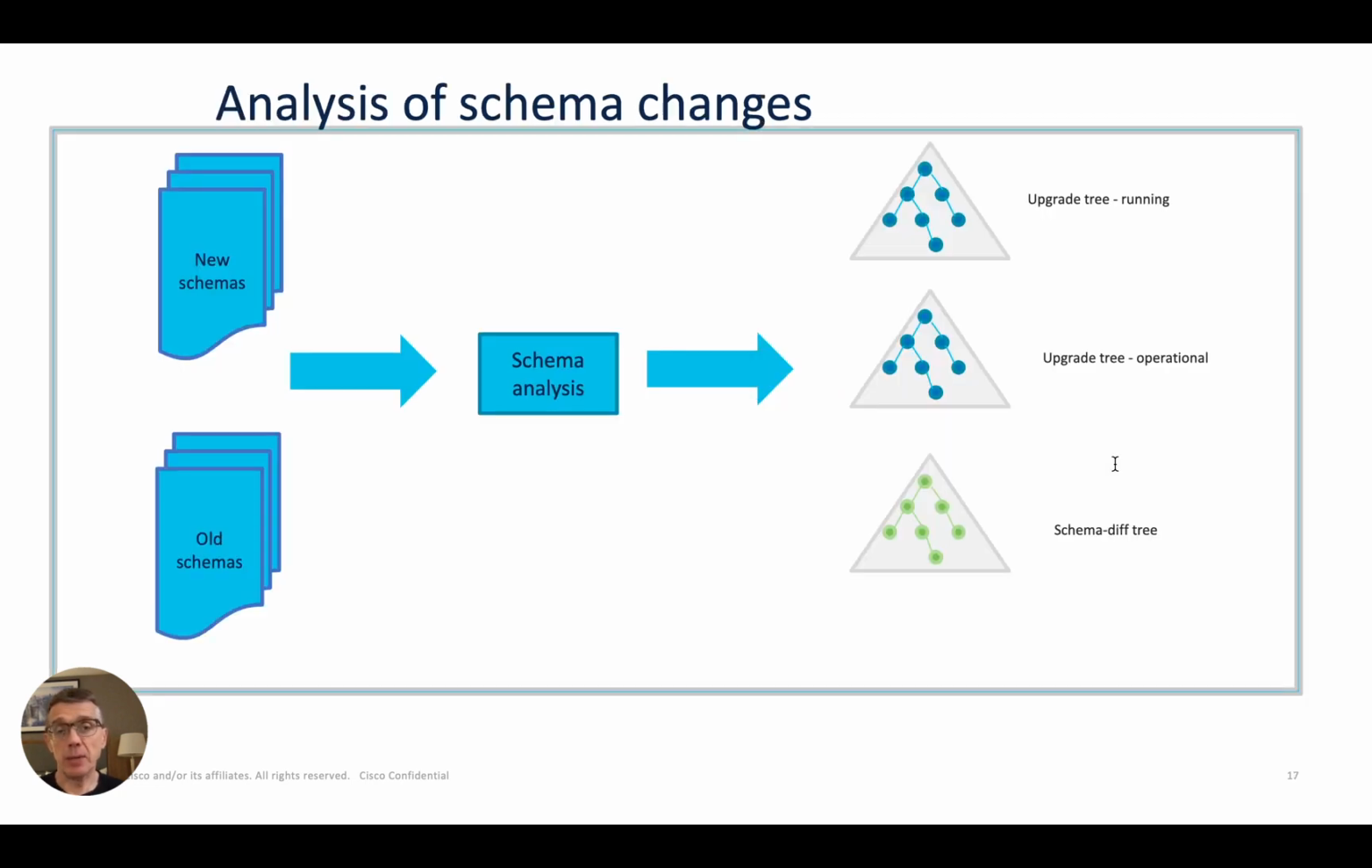What's the output of the schema analysis stage? Upgrade and schema diff trees. An upgrade tree will contain all upgrade work that needs to be done in order to convert the old config to the new schemas. It is structurally similar to the old schemas with some nodes added from the new schemas. So it's really a kind of a union of old and new schemas. And then there is the schema diff tree, which has a different purpose: to generate an upgrade report.